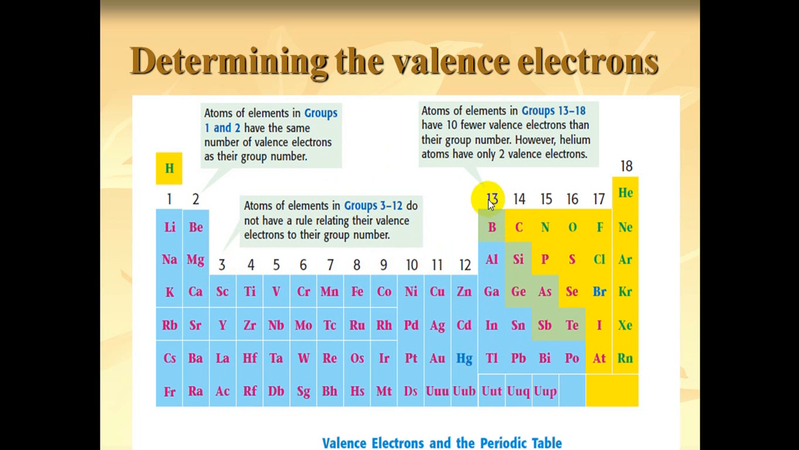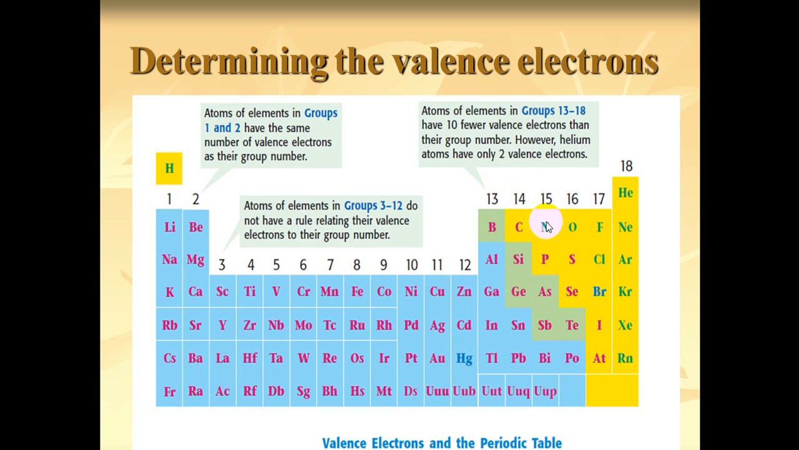In group 13, actually we will remove 10, and this will be the valency. So if this one is group 13, remove 10, so it will be 3. So all of these elements have valency 3. Okay? So in this group also, remove 10. When you remove 10, we will have 4. So all of these elements have valency 4.